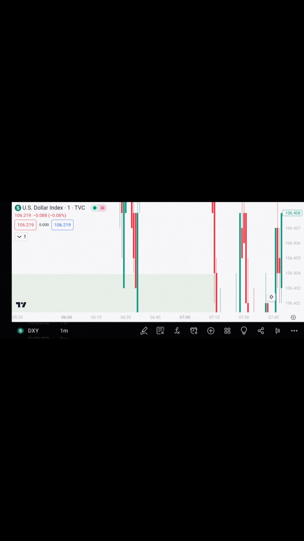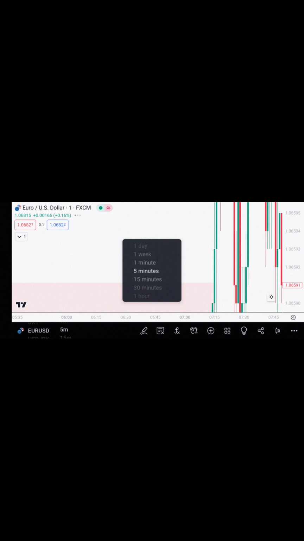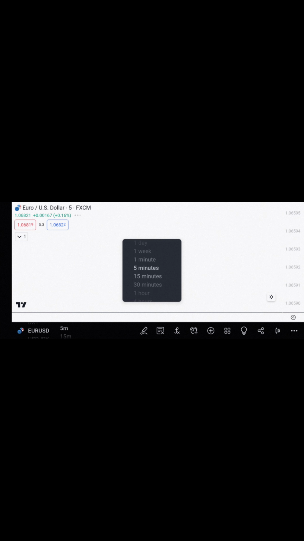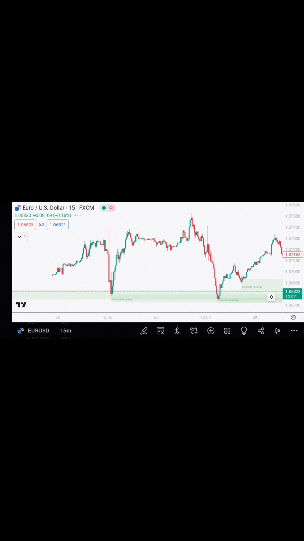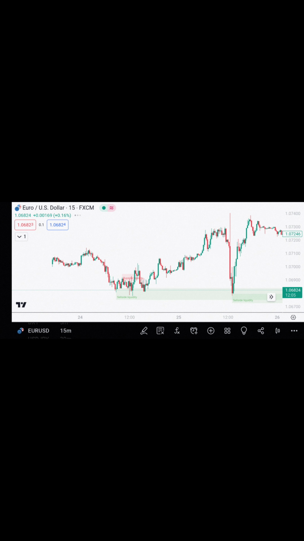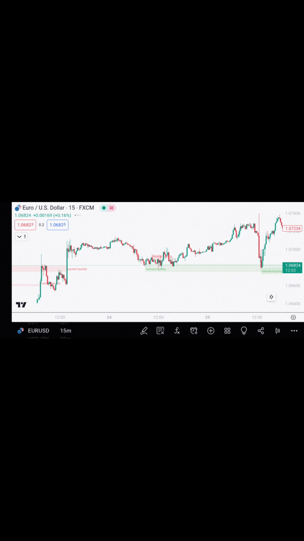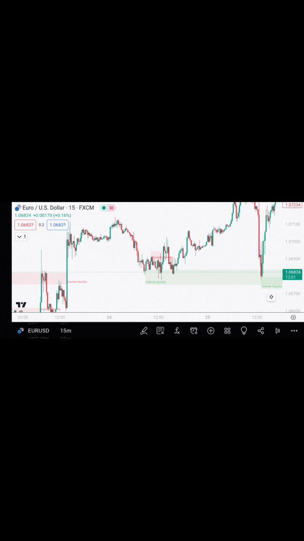Let's go to Euro USD. So Euro USD then. Let me check. Let's say 15 minutes time frame. So you see it works exactly the same way, still the same thing. Okay, now look at, let me zoom in.